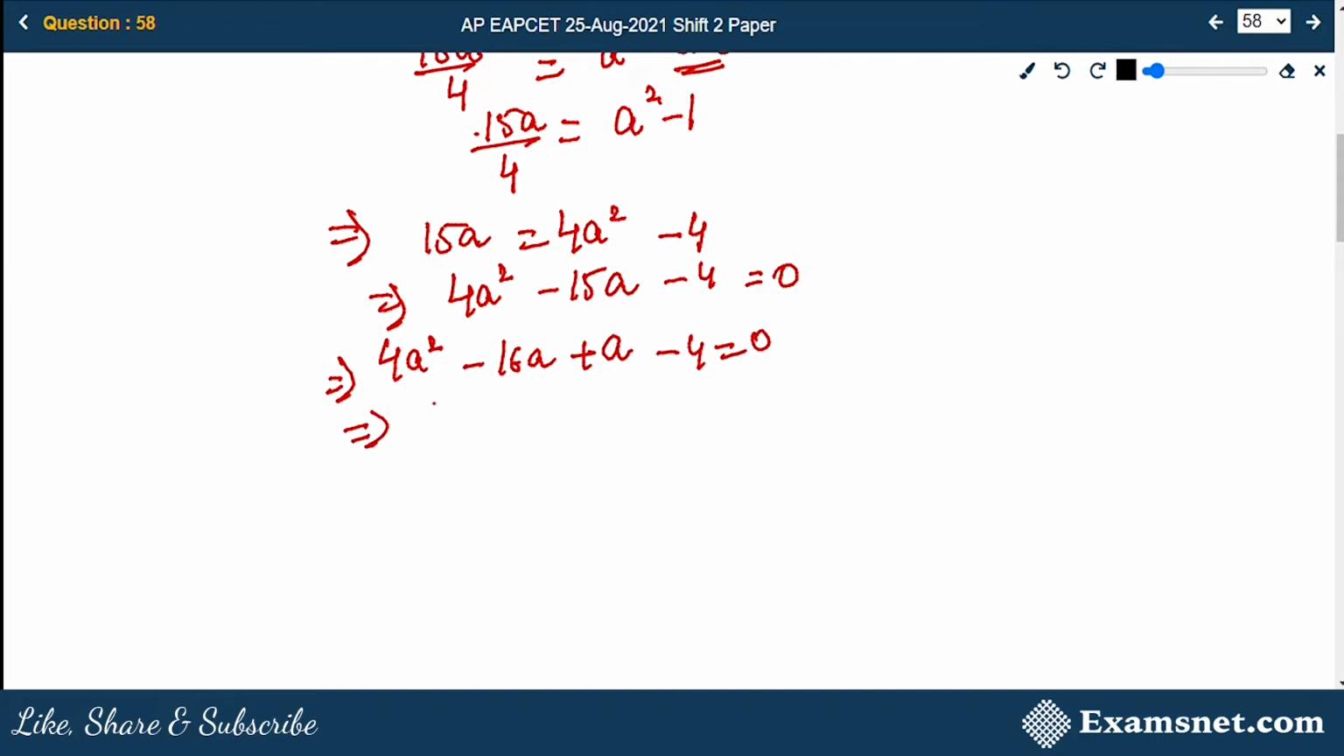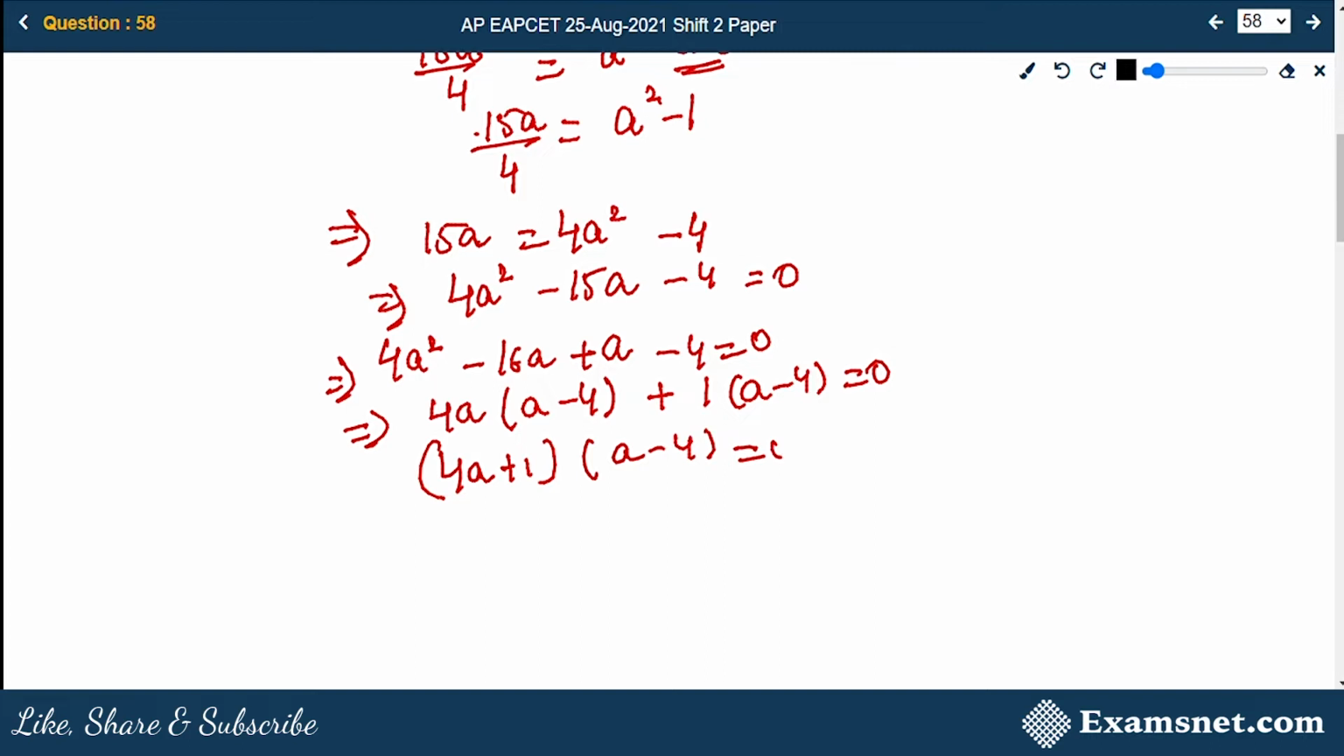So you will get (4a + 1)(a - 4) = 0. So the two factors will be 4a + 1 and a - 4 equal to 0, which gives you either a = -1/4 or a = 4.